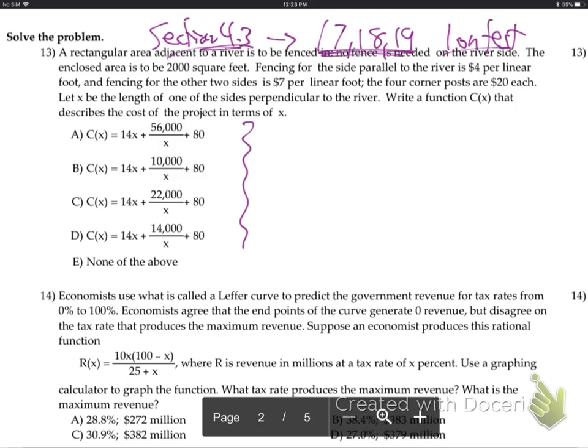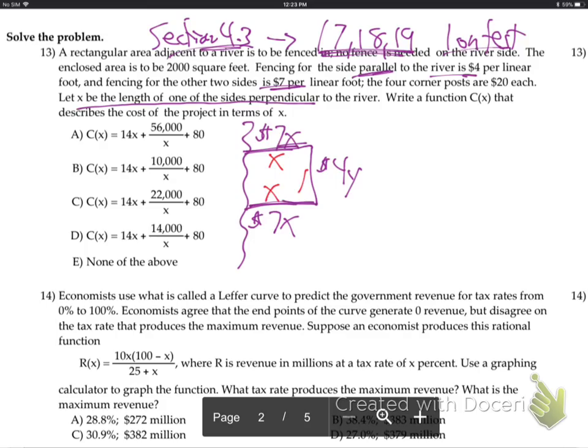All right, so the river one real quick. Got a river, got three sides. It says the fencing for the sides parallel to the river is $4. This is the side parallel. The other two sides, $7. They're saying let x be the length of the sides perpendicular. So this is x. These two sides are perpendicular to the river, they hit the river at 90 degrees. And the other side I'll just call y. So this distance is x, this is x, this is y. The cost is 7x, 7x, 4y.